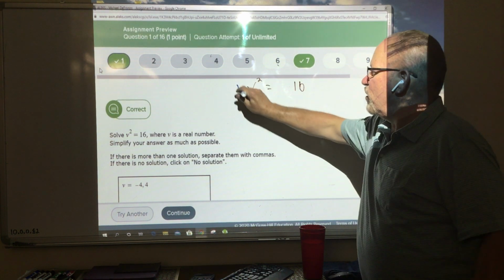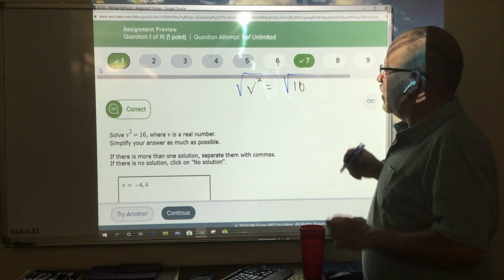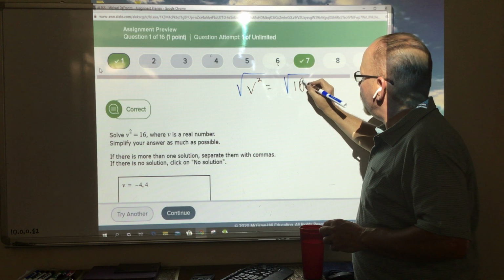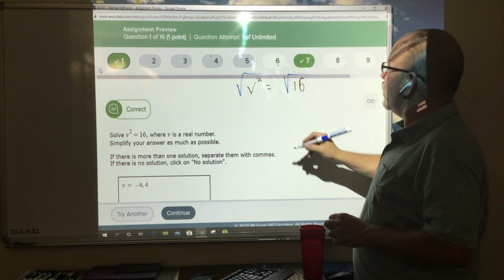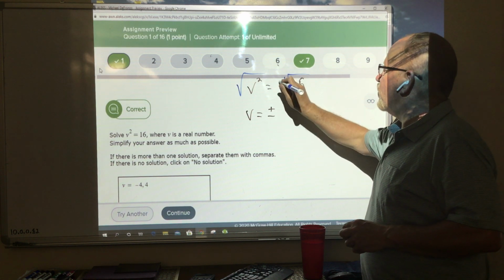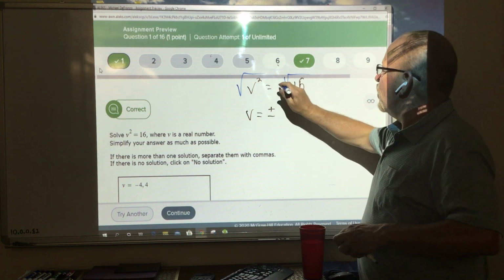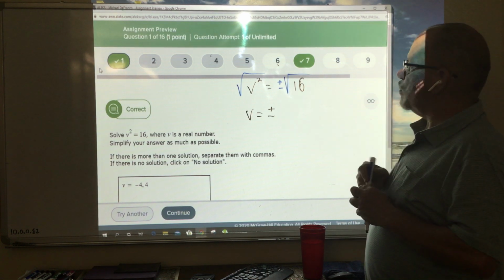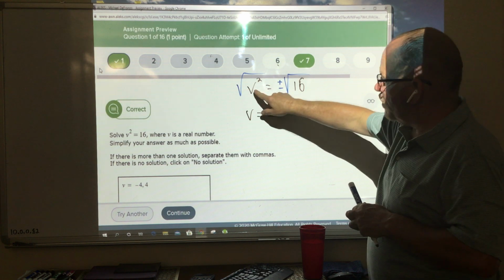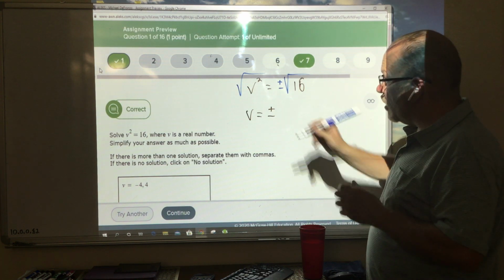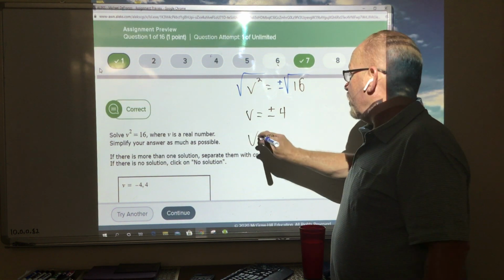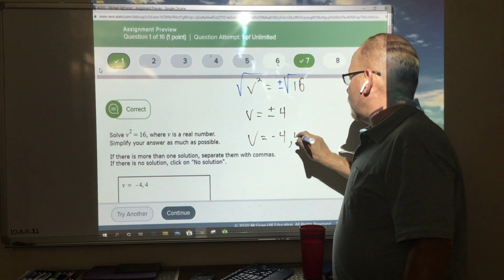And I told you, you take the square root of both sides, and some of you already said v equals 4, but you missed it. The point of why I'm doing this: v doesn't equal 4. V equals positive or negative 4, because when you take the square root of both sides, you have to remember that negative 4 squared equals 16 and positive 4 squared equals 16. So here it says to write your answers separated by commas.